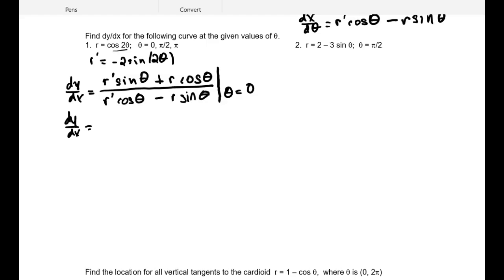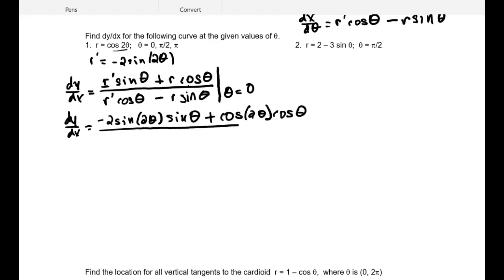You're going to take your r prime and substitute in what we found our derivative to actually be. So negative 2 sine of 2 theta and then times sine of theta, plus, take your r here, and we know r is cosine of 2 theta times cosine theta. Divided by, again, r prime, here's r prime, so negative 2 sine of 2 theta again, and then we do our cosine of theta minus r. R is the original problem, so cosine of 2 theta, and then times a sine of theta. All right, you can see, kind of ugly.